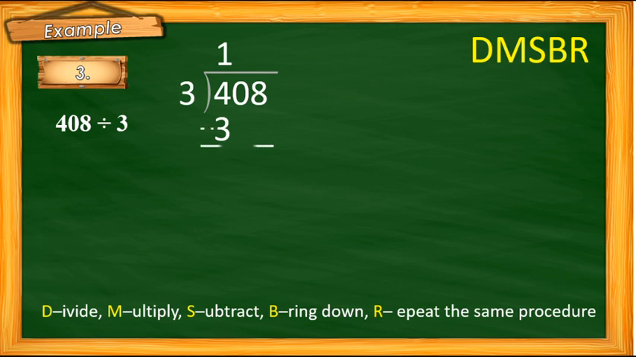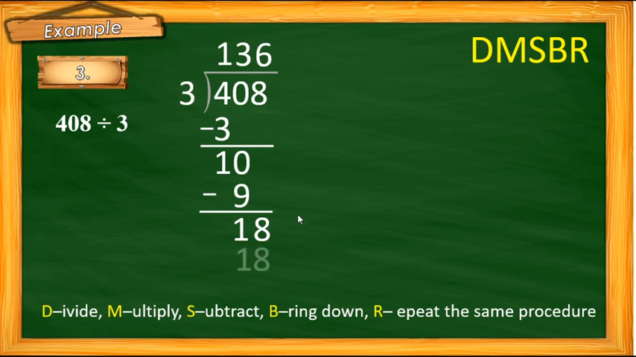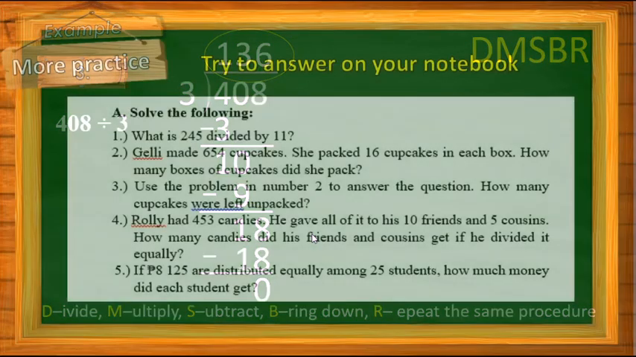Then 4 minus 3 is 1, then bring down 0. 10 divided by 3 is 3, and then 3 times 3 is 9, subtract, then 1, and then bring down 8. 18 divided by 3 is 6, and then 6 times 3 is 18, and then 18 subtracted by 18 is 0. Okay, so the final answer is 136.